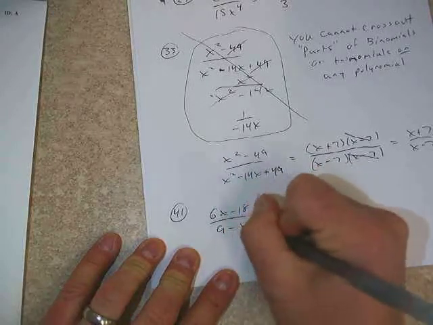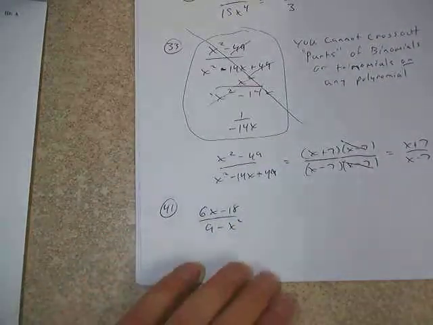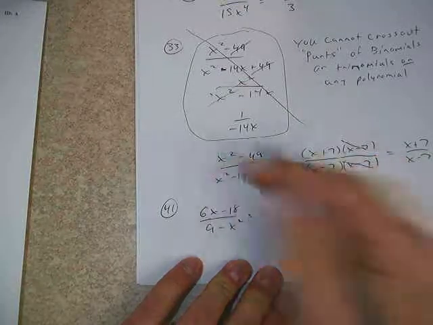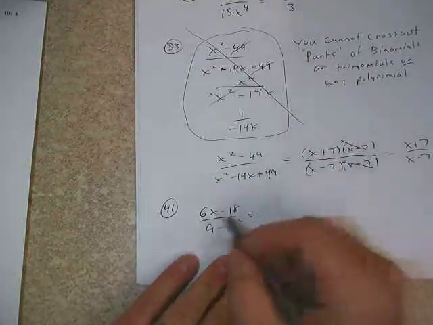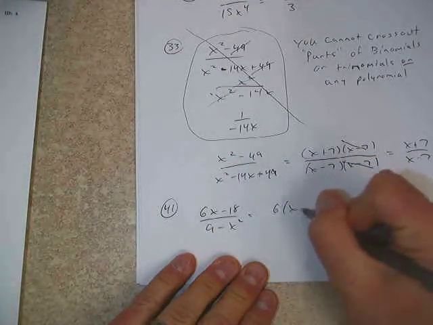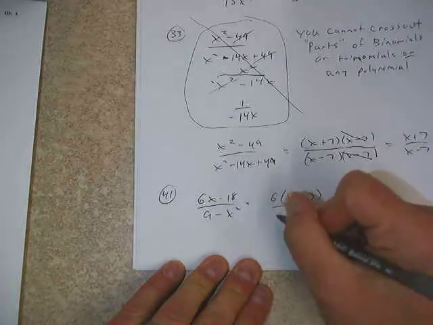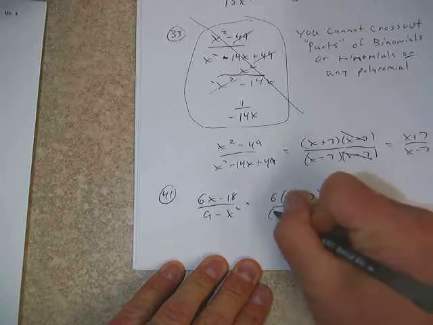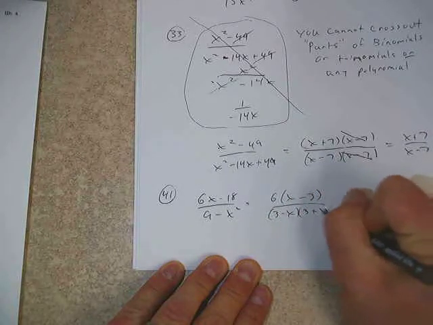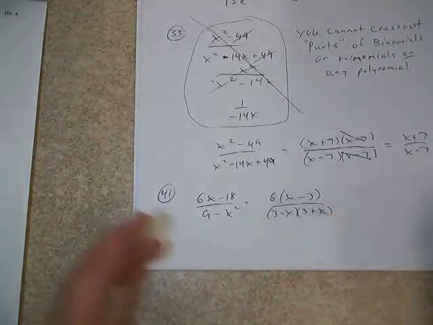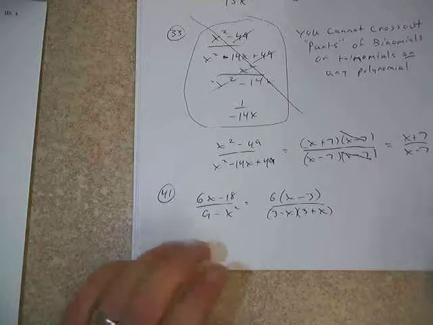Okay. So with that, let's take a look at one more from your book here and look at number 41. So on 41 we have 6x minus 18 over 9 minus x squared. And it's going to be an interesting result in this case because we have top. We recognize that the only thing we can do is GCF.